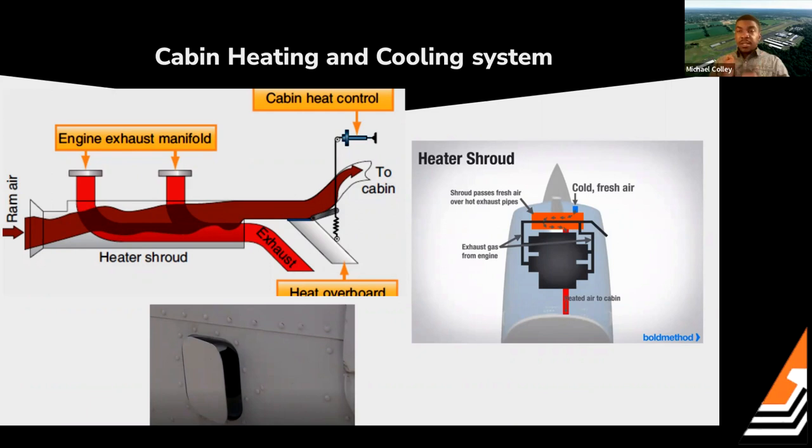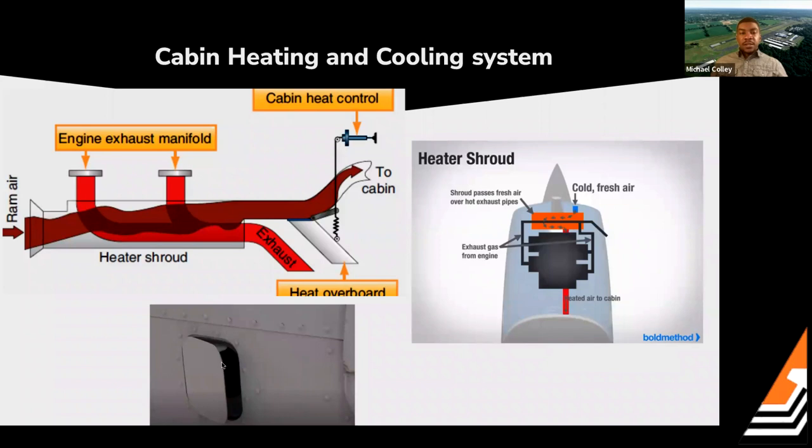Let's say you start smelling exhaust fumes in the aircraft, or you see maybe smoke come out of the vents of the system. Not a big issue, right? The main thing there is that there's probably a leak in the cabin heating or in the exhaust shroud to the cabin. So just turn off the heater, maybe open a window if it's really bad, and just land as soon as practical, right? So just be mindful of that.